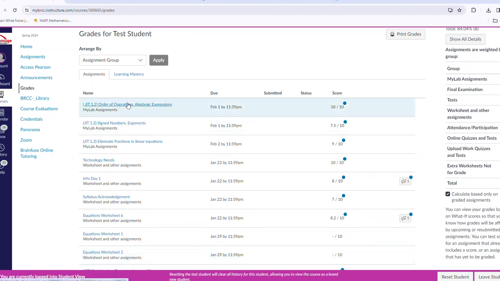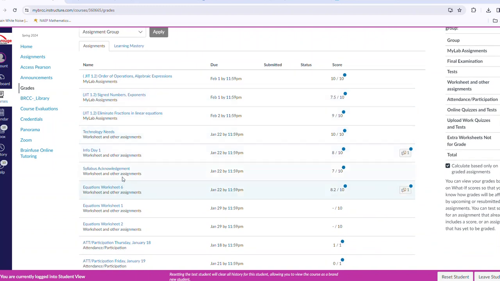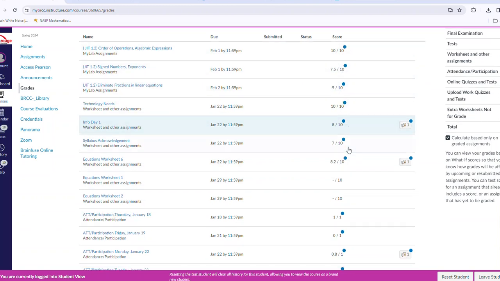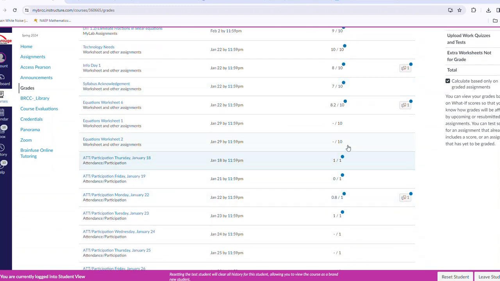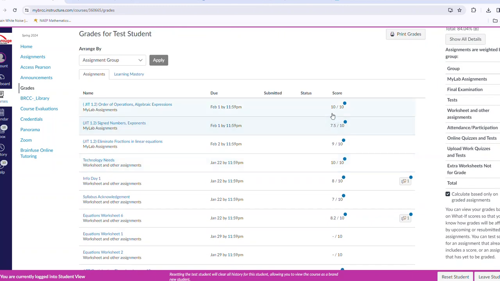So notice you have all your MyLab assignments listed, you have your worksheets listed, and so on. And then here was the due date, and then the score. So all of these were 10s except for the participation, which are 1s. But remember, this is just a fake student. So 10 out of 10, 7.5 out of 10, and so on.